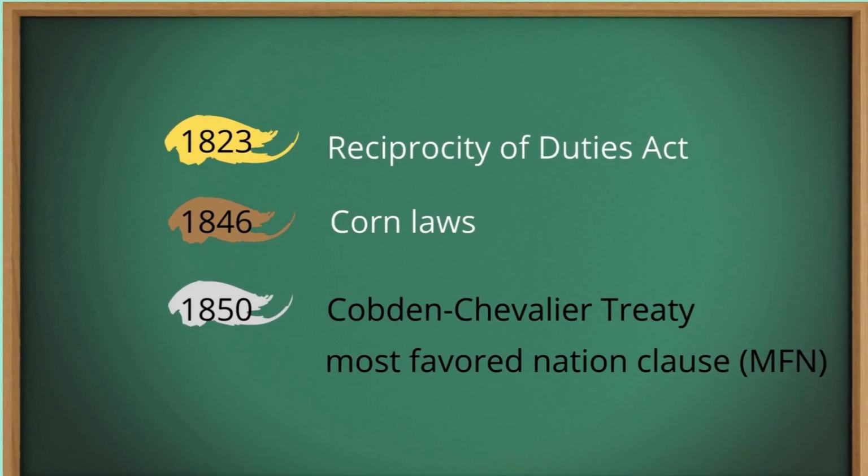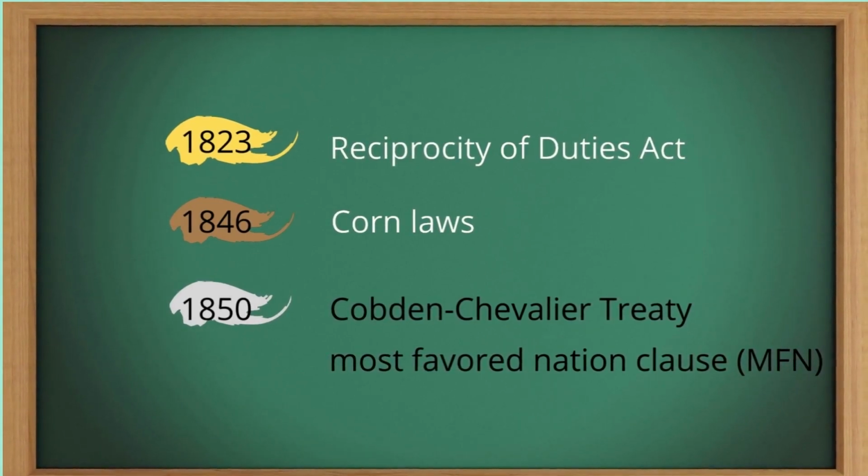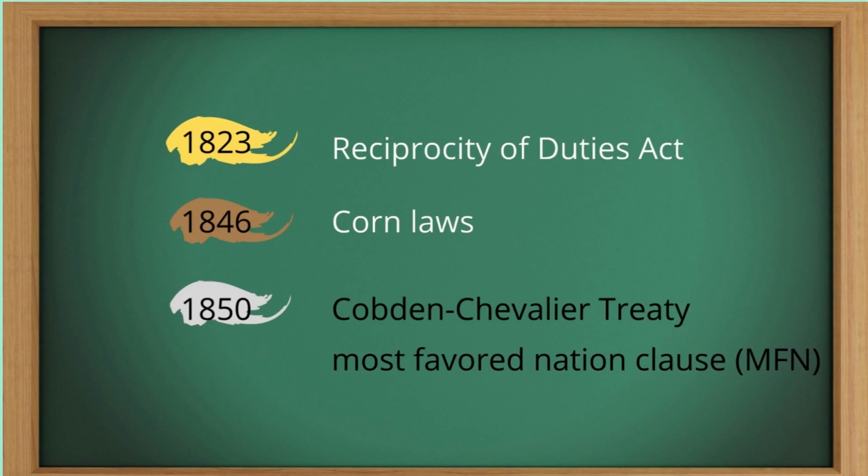In 1823, the Reciprocity of Duties Act helped the British carry commerce and made possible the reciprocal abolition of import tariffs under bilateral trade agreements with other countries. Then in 1846, the Corn Laws, which had levied restrictions on grain imports, were repealed. And by 1850, most protectionist policies on British imports had been dropped.